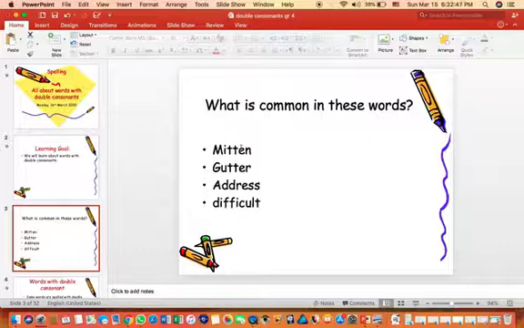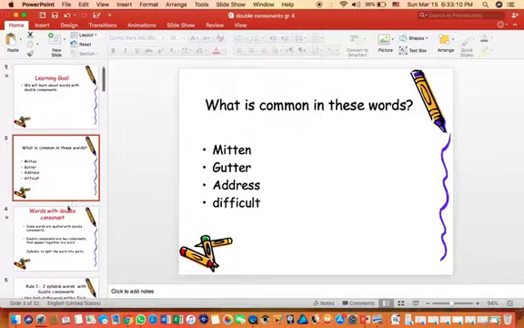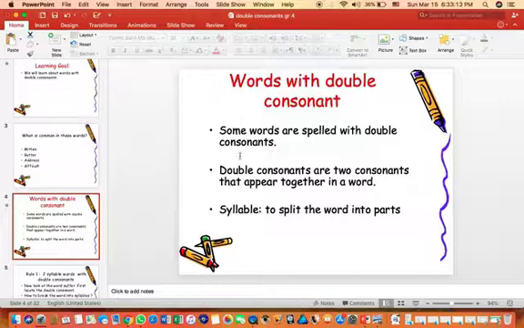Exactly. Good job. Did you see double T? Did you see double D? Did you see double F? Yes. Two consonants together in one word. Words with double consonants. Some words are spelled with double consonants.